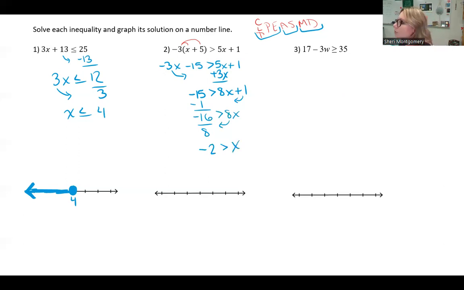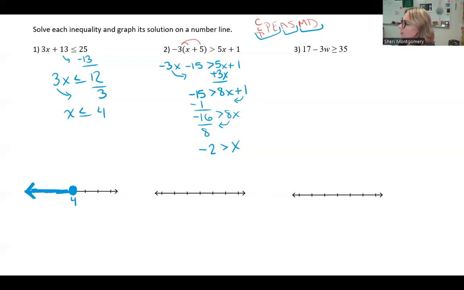All right, I want to go graph this. We're dividing. This is negative 16 divided by 8. So over here, I was multiplying by 8, and the inverse of multiply is divide. So I'm not subtracting 8, I'm dividing. The only way to separate it from the x is to divide.